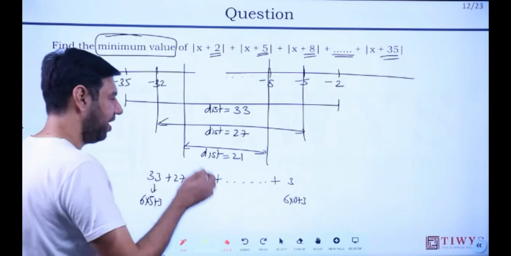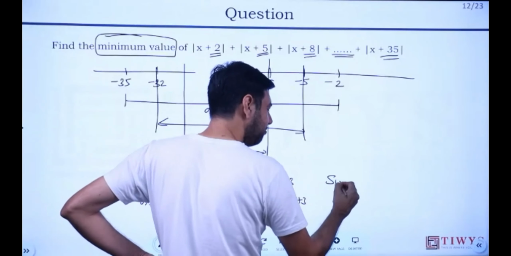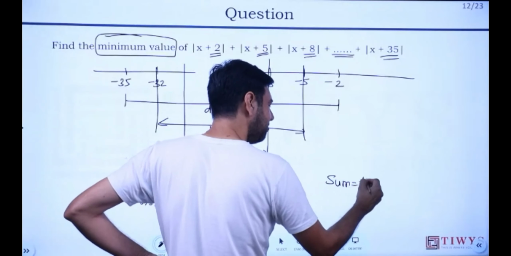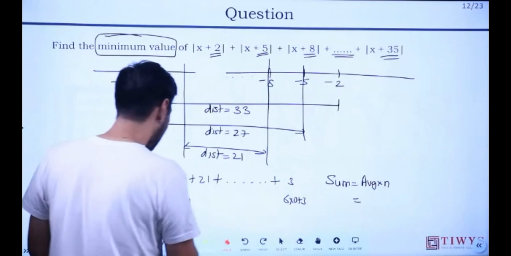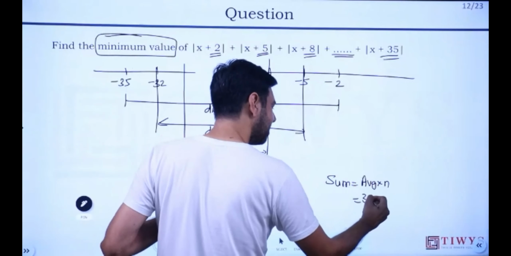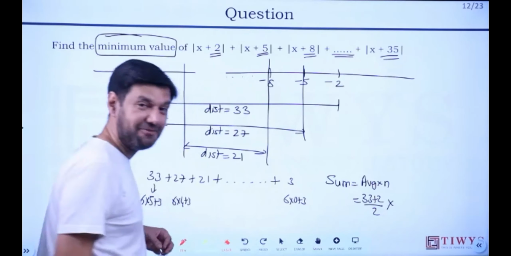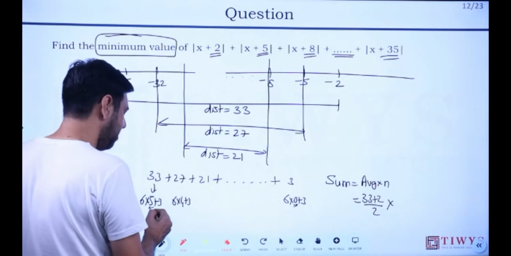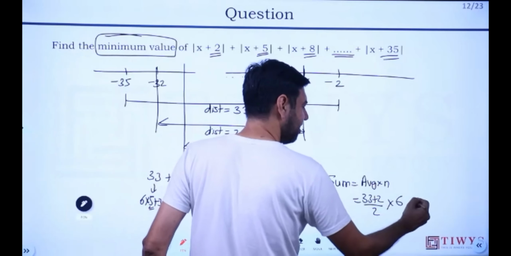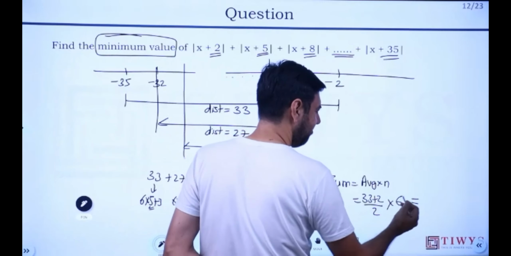Okay, and how do you find the sum of the series? You don't find it using AP, students. You find it using average into N. And what is the average? The average is first term plus last term by 2. We have seen this in averages. And how many number of terms? 0 to 5 is 6. So the answer is going to be 35 into 3.